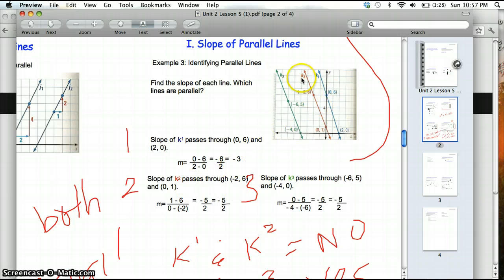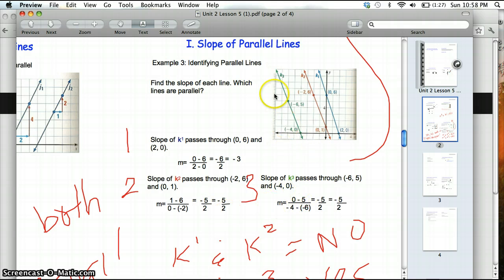Now the slope of K2, which is here, our 2 points are (-2, 6) and (0, 1). So y2 is 1, so (1 - 6) over (0 - (-2)). So 1 minus 6 is a negative 5, and 0 minus a negative 2, two negatives make this a positive, so it's a positive 2. So the slope of K2 is negative 5 halves.